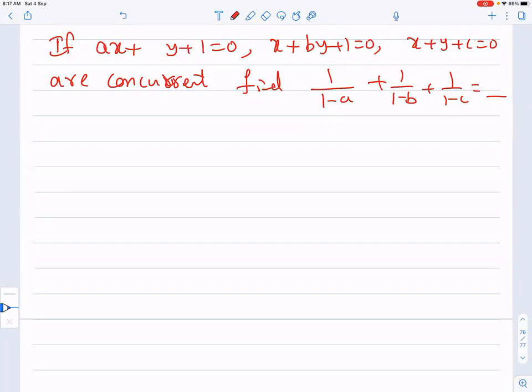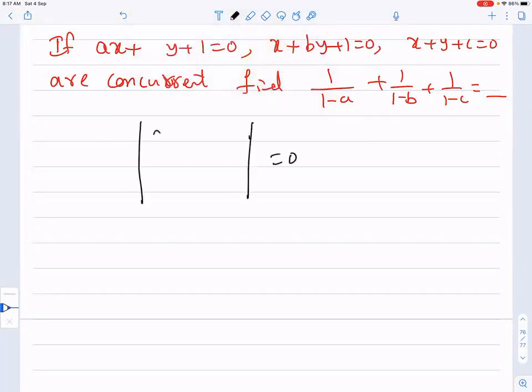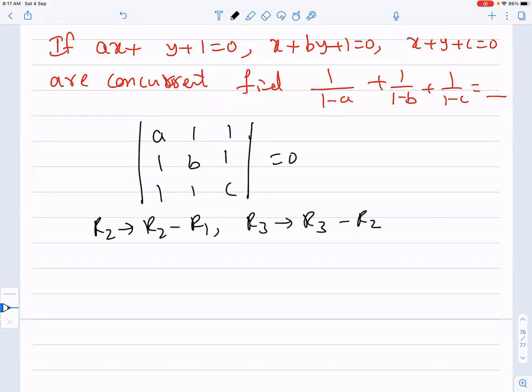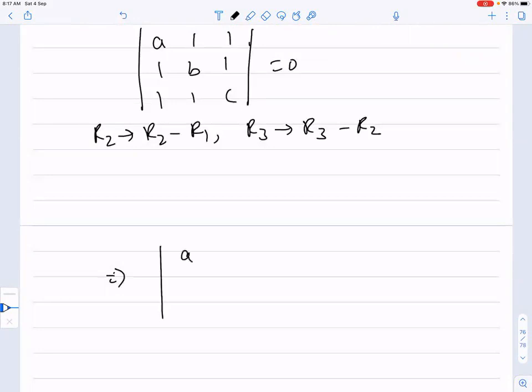Now, what is the concurrency condition for three straight lines, students? The determinant of the coefficients should be 0: a, 1, 1; 1, b, 1; 1, 1, c. Correct? Now apply row transformations, that is R2 goes to R2 minus R1, R3 goes to R3 minus R2. That will give you a, 1, 1; 1 minus a, b minus 1, 0; 0, 1 minus b, c minus 1. Correct, students?